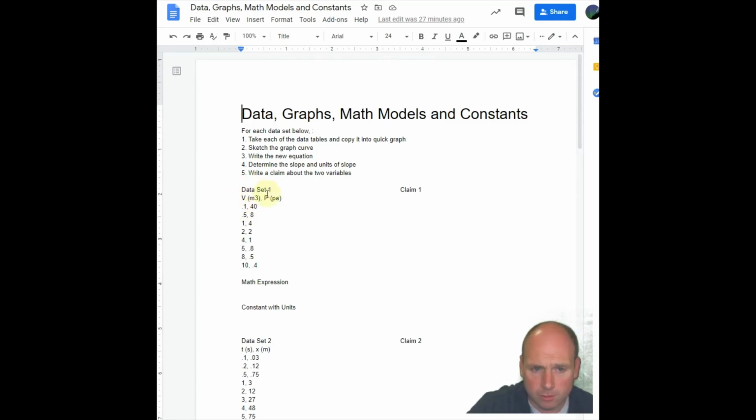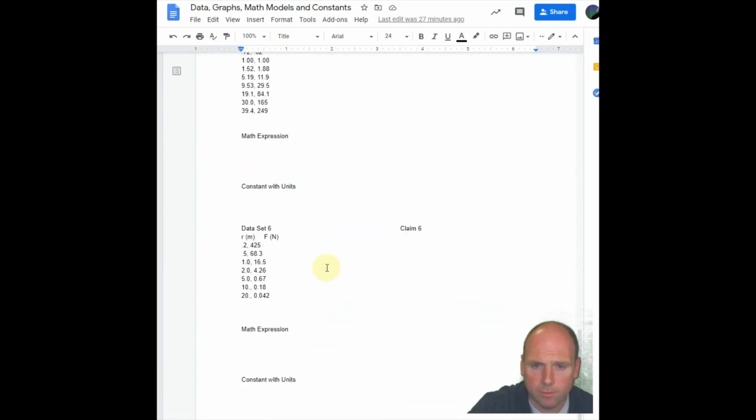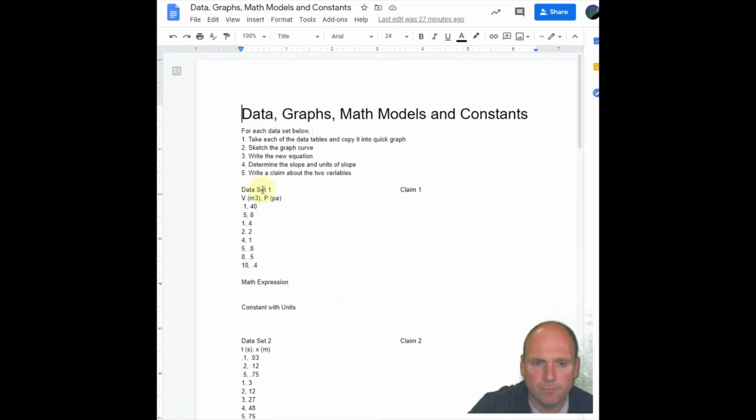I've got the first data set number 1. So this is the exact same numbers, 1, 2, 3, 4, 5, and 6 as you had on the sheet. So I want you to do this whole thing. Data set 1, I've got my volume, meter cubed, pressure, and pascals, PA, units, and then I've got the data column right there. The reason I've written it so funnily is so that you can get it into QuickGraph pretty easily.